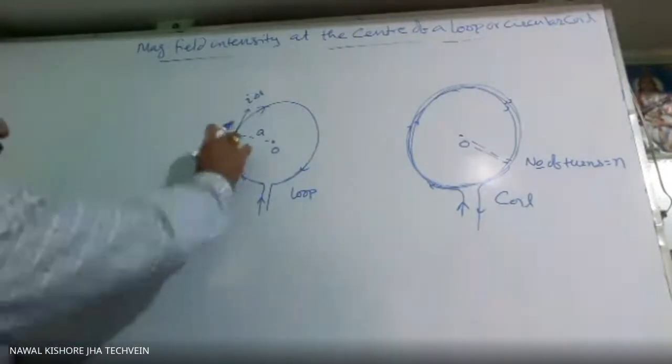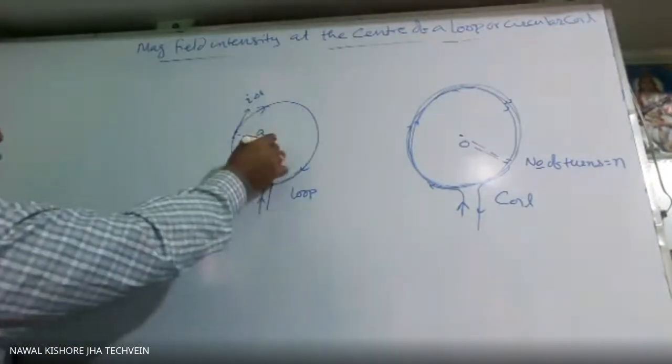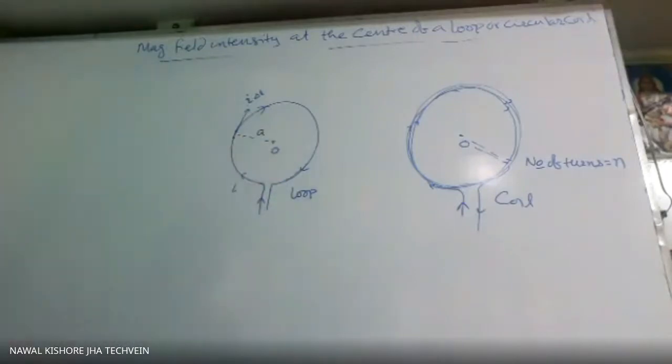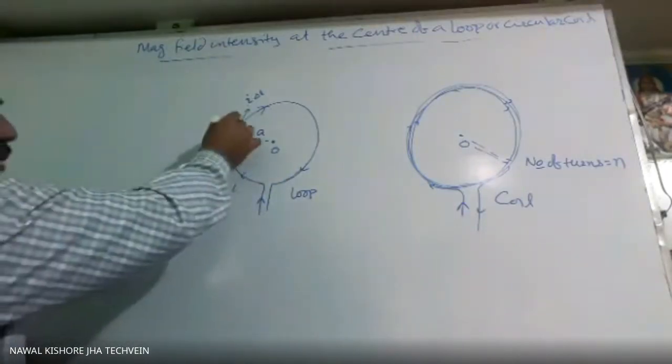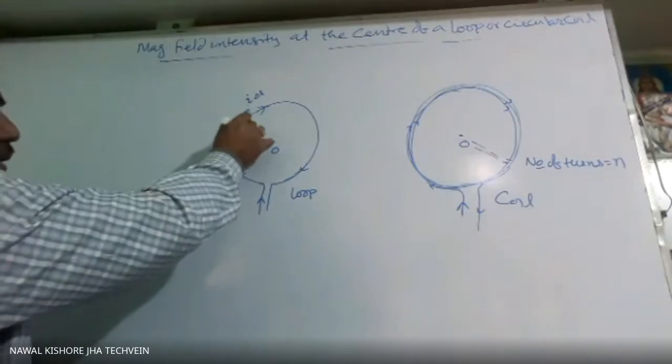As we are interested to find the magnetic field at the center, the angle between this current element and this radius vector is 90 degrees.